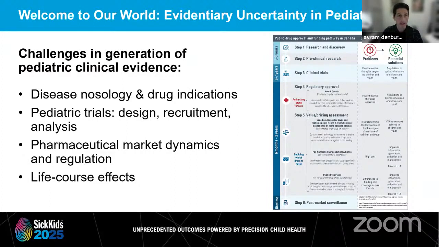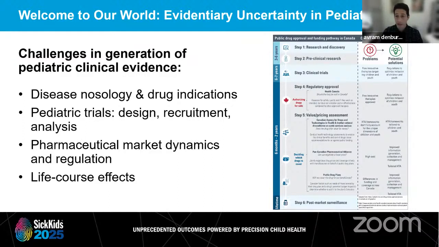And I think some of these challenges stem from some of the things I've hinted at in my prior slides. So firstly, in large part because of this precision medicine revolution, the way that we characterize and categorize diseases is changing, and this has real implications for drug indications.